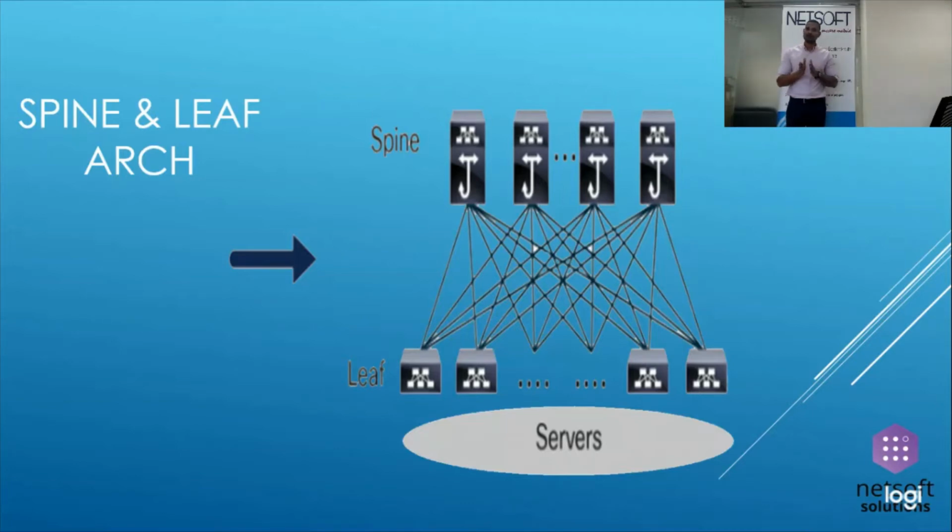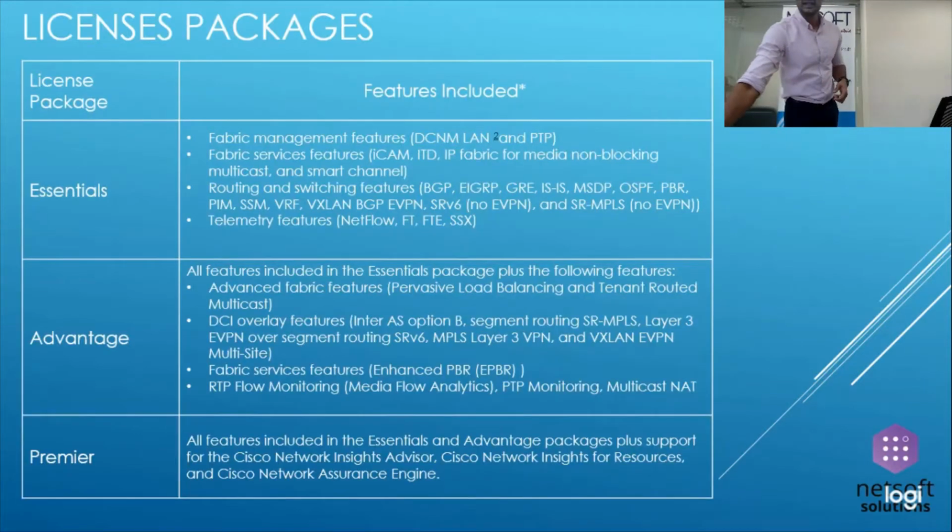So that's how we will eliminate the chances of using STP by using ECMP or NVM process, so that the traffic will not be congested anytime. So let's go to the next slide. That is our license package slide.